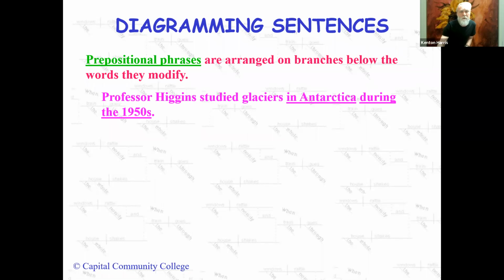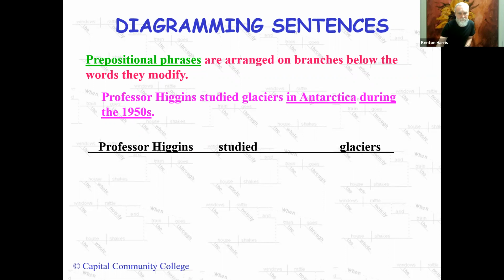We're almost done. But Professor Higgins studied glaciers in Antarctica during the 1950s. I found this sentence to be rather interesting, but I'll tell you why in a moment. Horizontal line, vertical line, subject on the left, verb on the right, seems to have a direct object. We put that at the end. Separate that by a vertical line that doesn't bisect, right? Professor Higgins studied glaciers. Now that's the bare bones of it. But now we have to place those modifying clauses, in Antarctica during the 1950s.